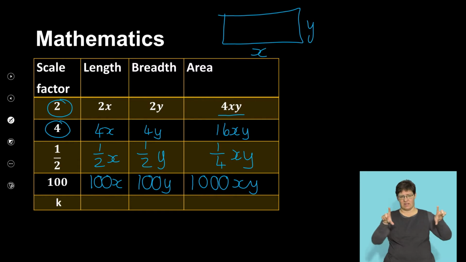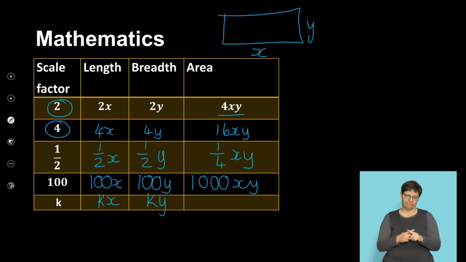Cool. But let's see if I can actually make a general rule for having a scale factor for a rectangle. If I say kx, because my length has been multiplied by k, and then I move on to my breadth, which will be ky, because I'm multiplying my length and my breadth by a scale factor of k, my area is going to be k squared xy.